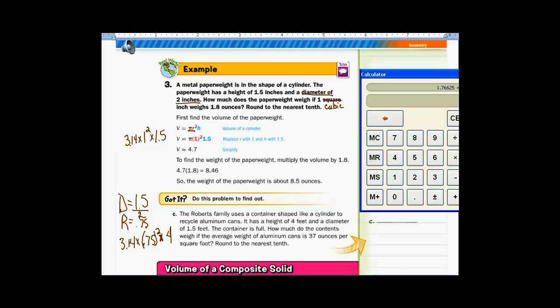Are we done? No, because it's 37 ounces. So I'm now going to take that times 37. 261.405. I would round it to the nearest tenth, so 261.4. 261.4 what? They want to know the weight, so these are not cubic feet, anything like that. They want to know the weight. So that would be 261.4 ounces. Okay. Moving on.